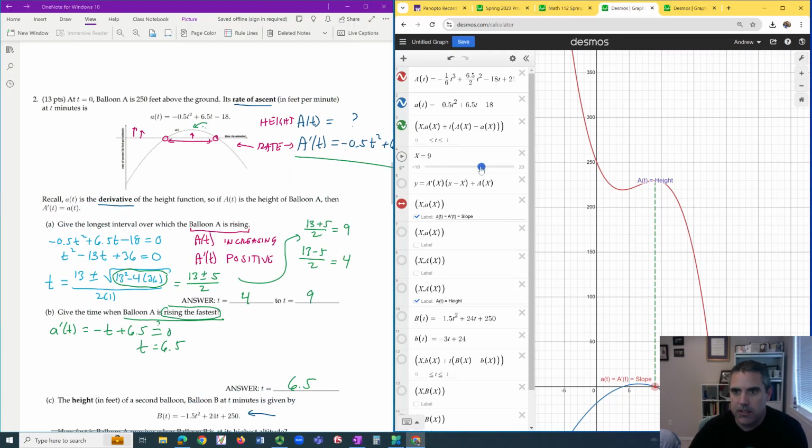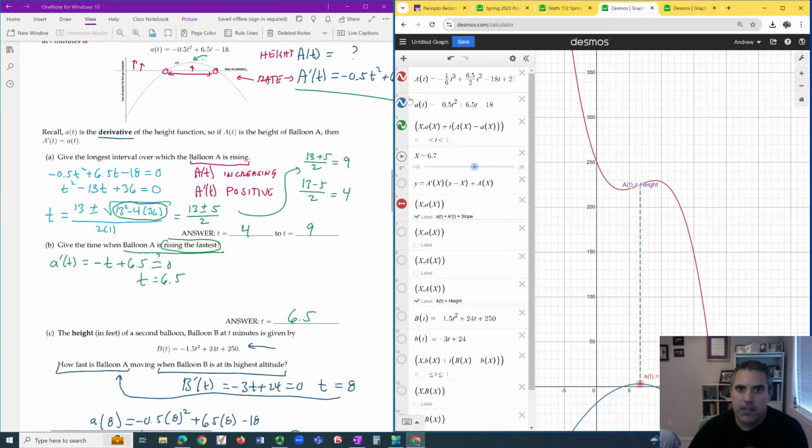Now rising fastest is going to be somewhere in the middle here when it was going up the fastest. And it's going to be wherever that was biggest. So this is more a problem just keeping you honest. You know how to find the high point of the graph you're given. Okay, so then it gives me another balloon. Let's talk about that one.